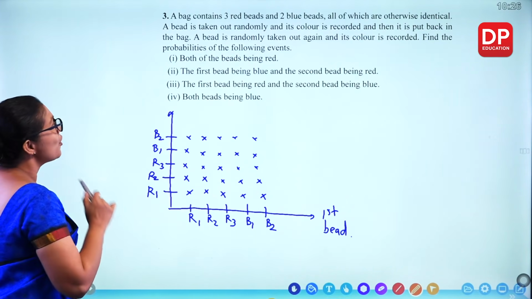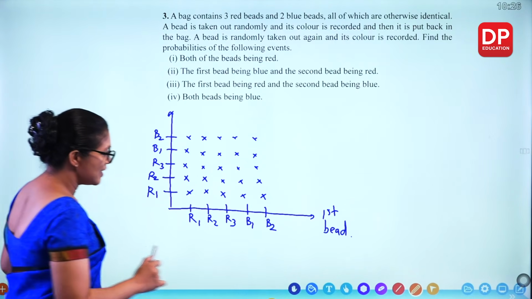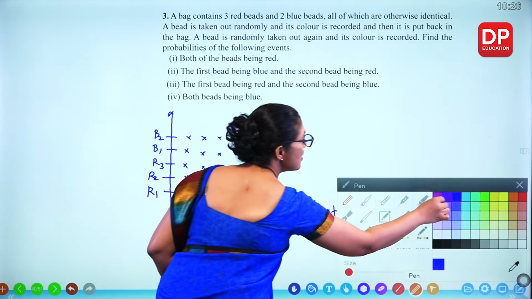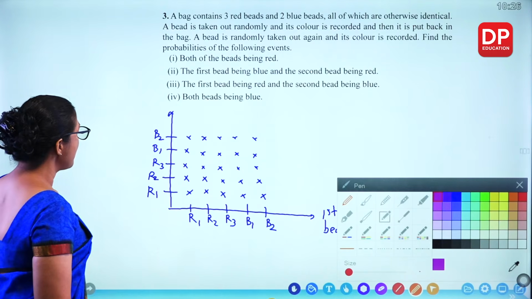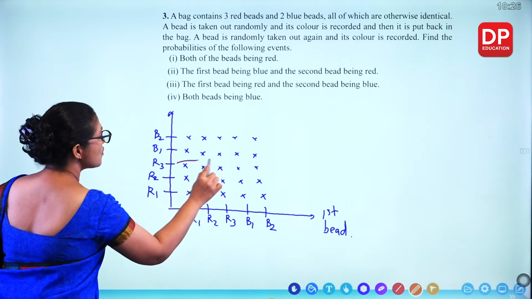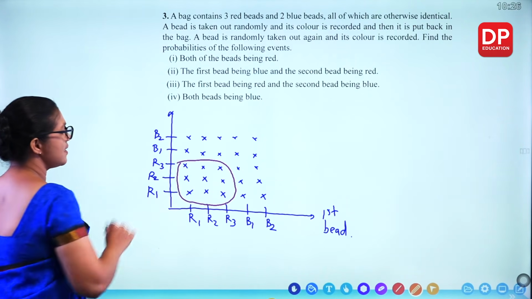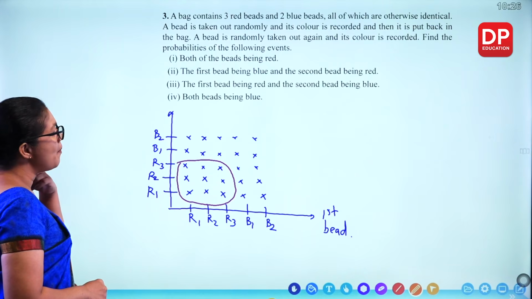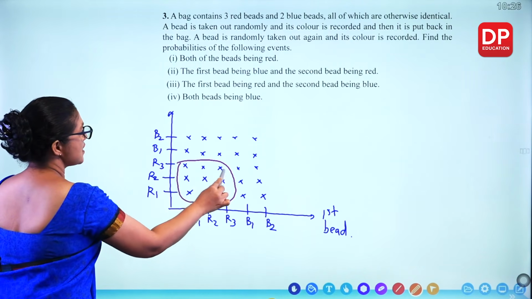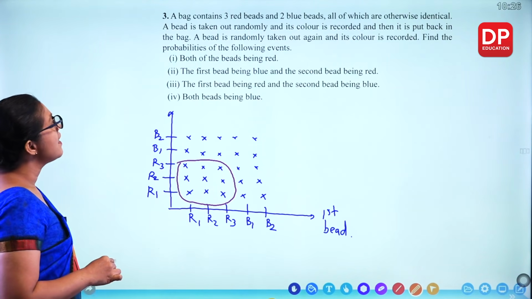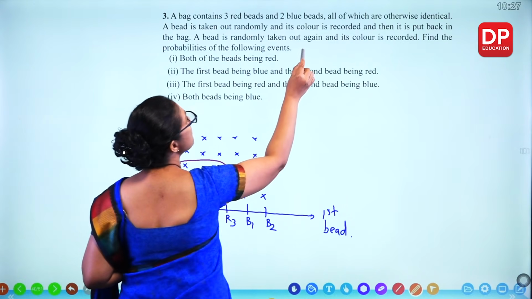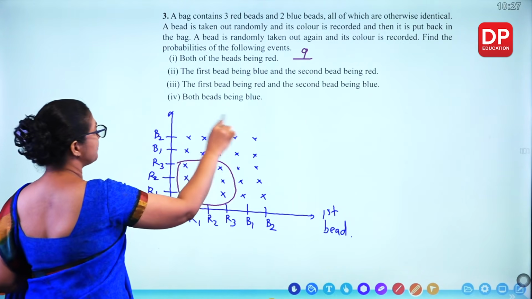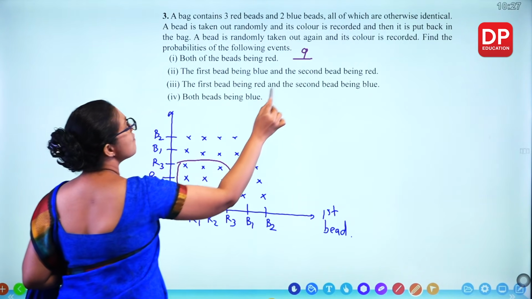First part, both of the beads being red. So which part? Red color. So you get this region. So altogether how many outcomes? 3 times 3, 9 outcomes out of 25.